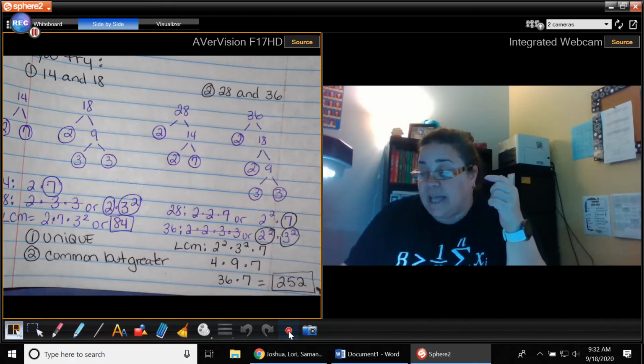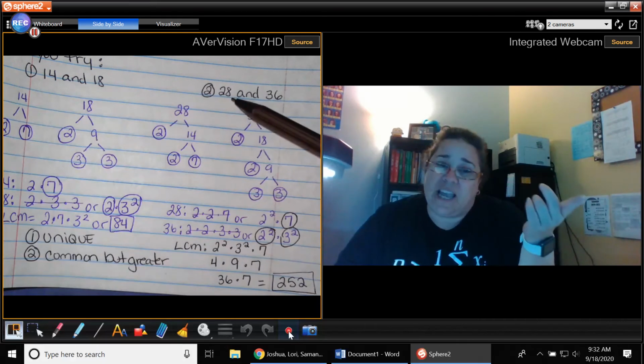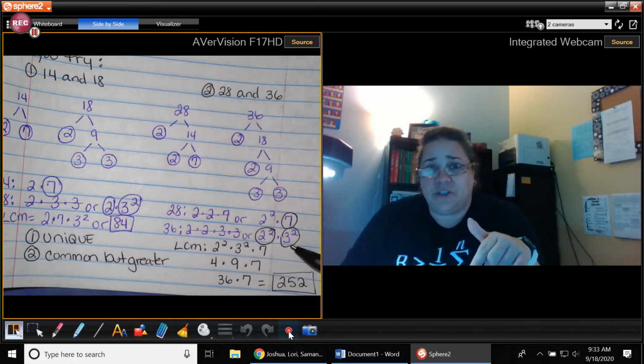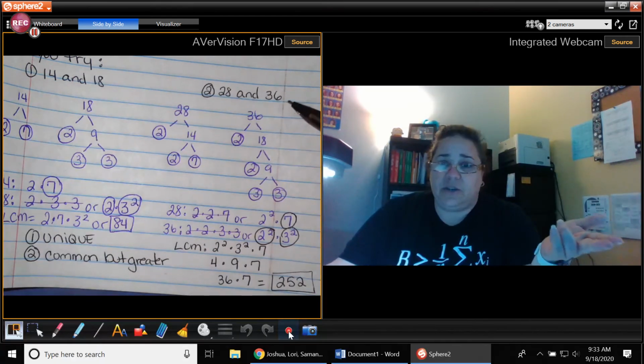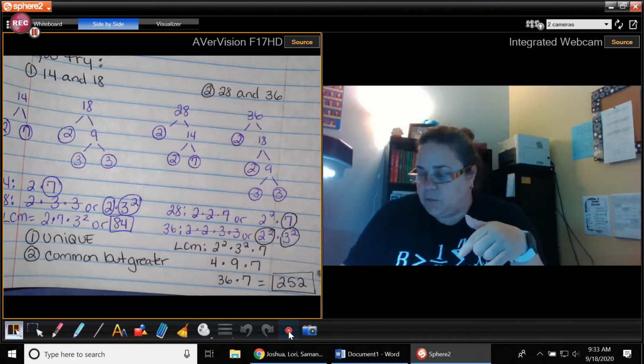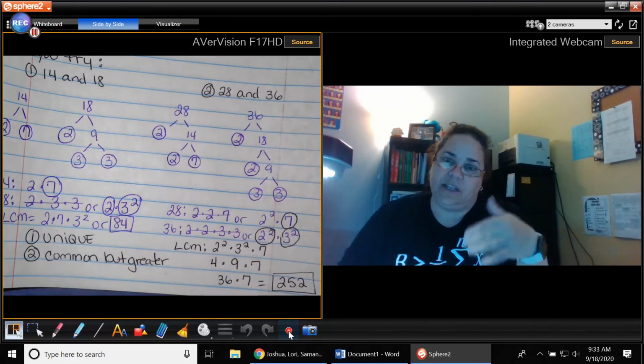Now, when you look at that big number and you think back to, you would have had to count by 28s until you got up to 252 before you found a least common multiple. And you would have had to count 36, 72, and so on until you got all the way up to 252. That's why prime factorization is helpful in this situation, okay?